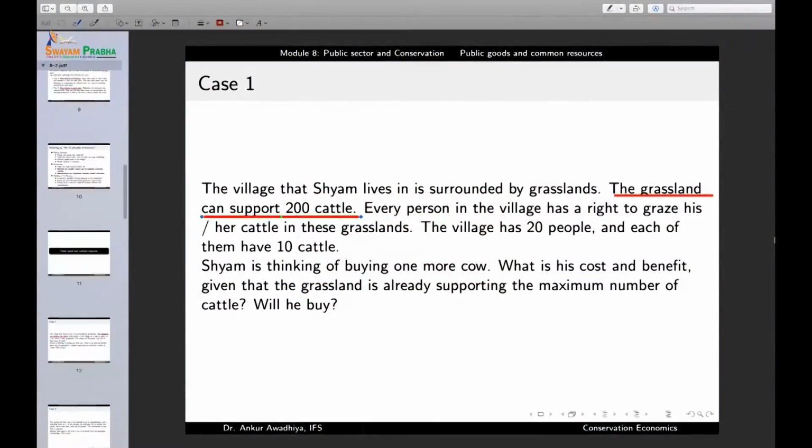And Shyam is thinking of buying one more cow. What is his cost and benefit, given that the grassland is already supporting the maximum number of cattle, and will he buy? So essentially, the grassland can support 200 cattle, there are already 200 cattle, and we have one person in this village who is thinking of buying one more cattle. Now, in economics, we consider that people are rational thinkers.